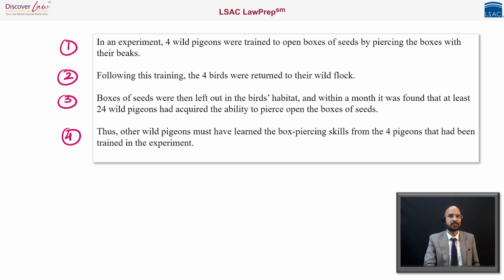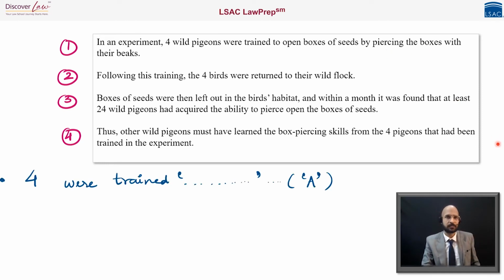The first sentence reads, in an experiment, 4 wild pigeons were trained to open boxes of seeds by piercing the boxes with their beaks. So it says that 4 pigeons were trained to do something, right? They were trained to do A. Okay, and this is what I'm trying to tell you. When you're looking at structure, it doesn't so much matter as to what they were trained to do. So let's say they were trained to do A.